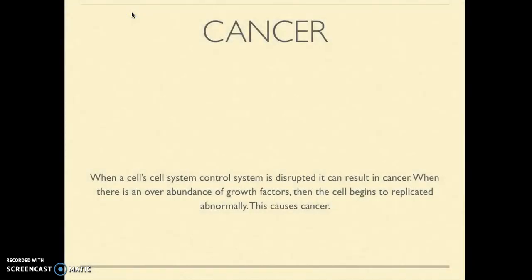Okay, so then this comes back to the topic of how cancer happens, and this is when a cell's control system is disrupted, and this can result in cancer. An example would be when there's an overabundance of growth factors in and around a cell, because it's an external factor. Then the cell would begin to replicate abnormally, and this causes cancer.